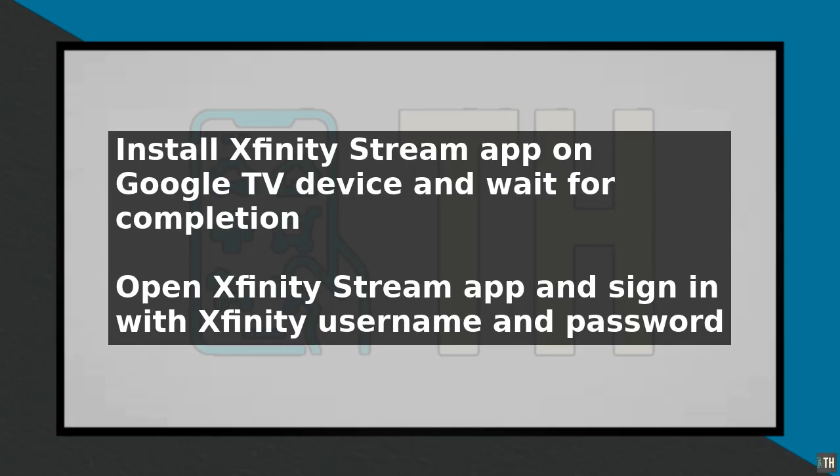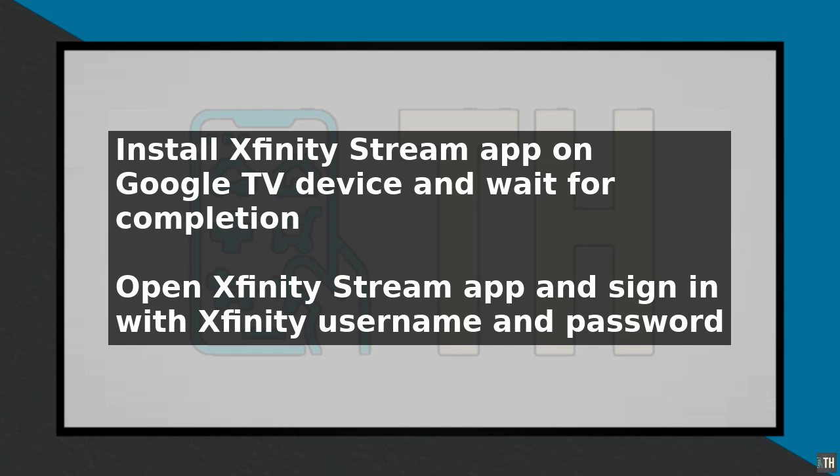Once you are signed in, you can browse the various channels and content available on the Xfinity Stream app, including live TV, on-demand movies and shows, and cloud DVR recordings. You can also use the search function to find specific content or channels.